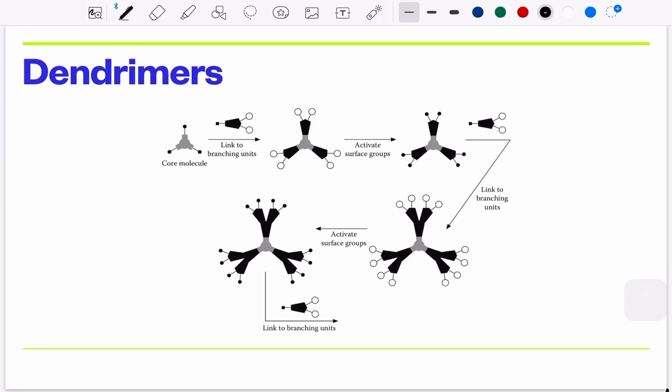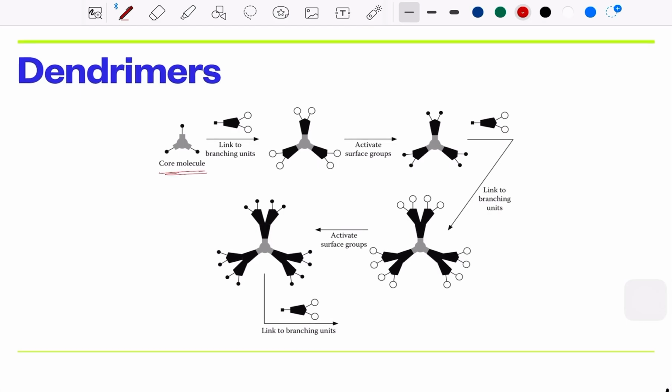And basically how to prepare the synthesis to produce specific dendrimers depends on the core molecules. So it depends on the core molecule and the branching units, okay? Because as you can see, to identify the dendrimer is through the core, and then it's attached to the branching units.